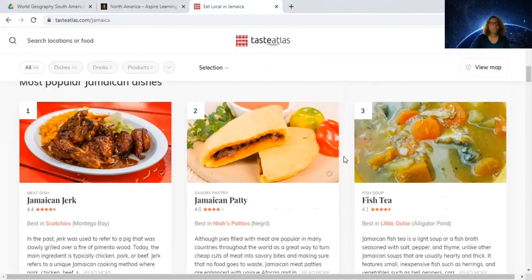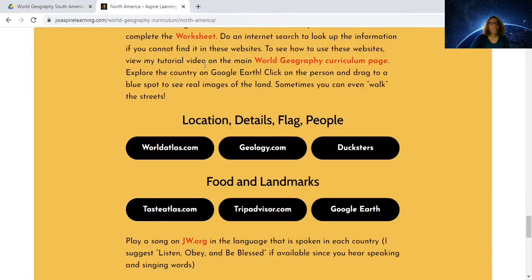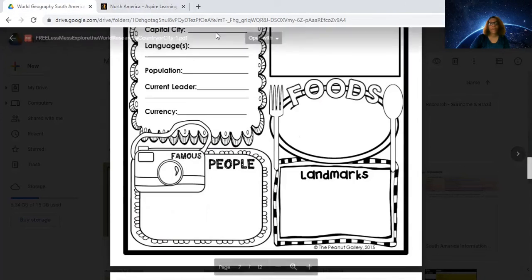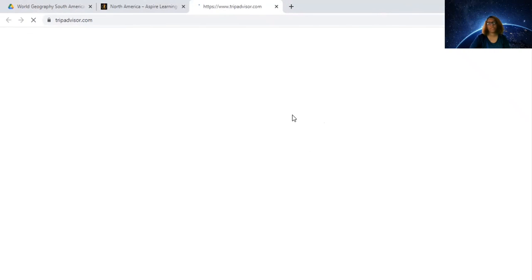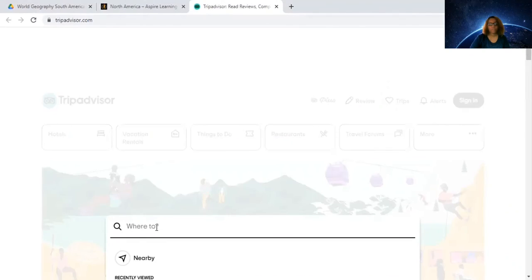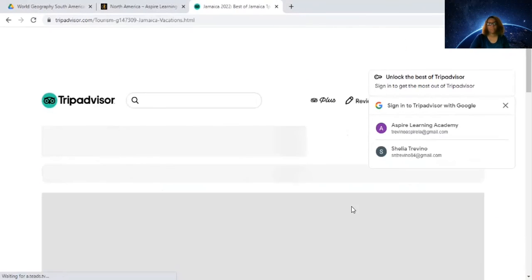So you can pick whichever ones look best to you, or just any three, right? Usually three, and put it on your worksheet down here. And then for landmarks, if you go to tripadvisor.com, it's usually a good resource for that. So you click on it, go to where to, and Jamaica. So you start typing it, it'll come up if you've noticed that.